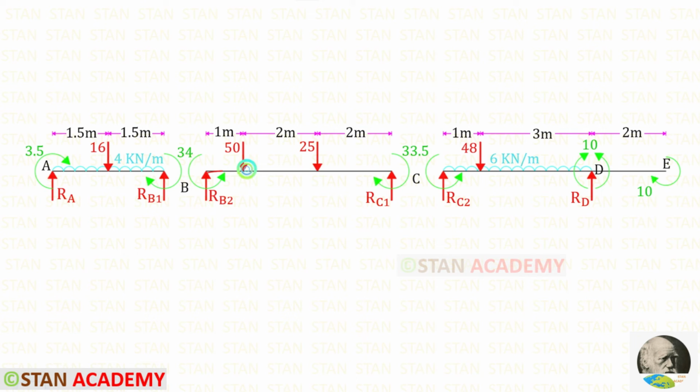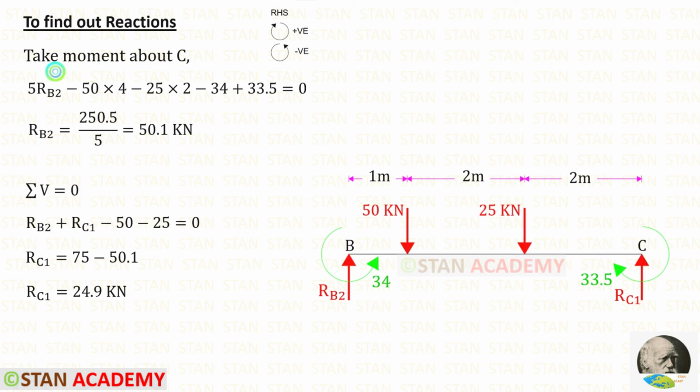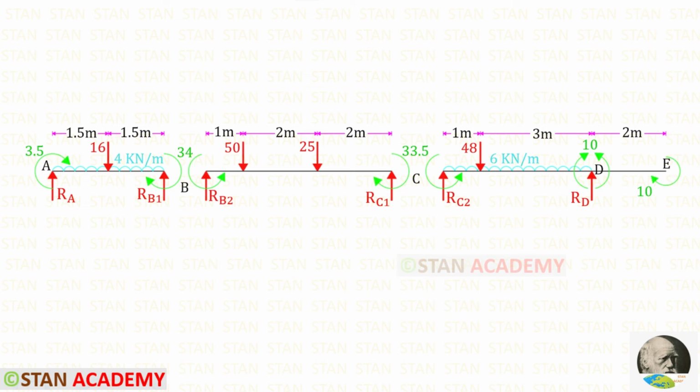Now let us take the span BC and find the reactions RB2 and RC1. In this span, there are two moments, MBC, which is acting in the anti-clockwise direction, and MCB, which is acting in the clockwise direction. By taking moment about C, we can find RB2, and by applying this rule, we can find RC1.